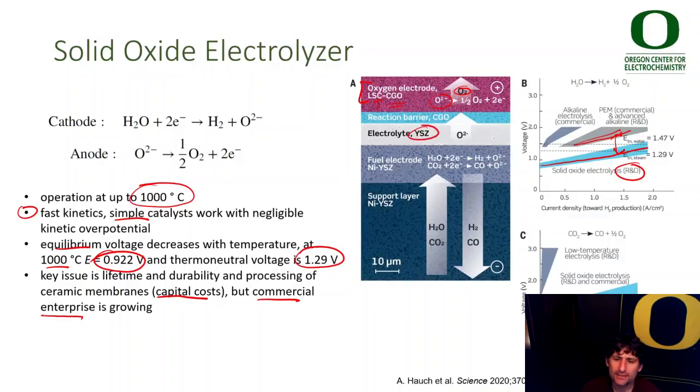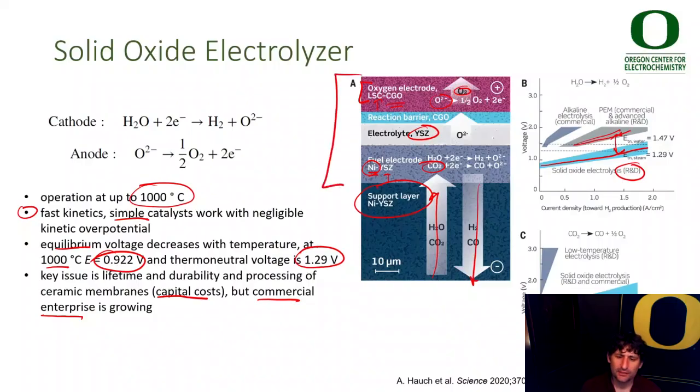You have your YSZ, yttrium stabilized zirconia electrolyte. You have your hydrogen producing electrode. It can also reduce CO2 if you want. It's nickel, again, supported on YSZ. And then here's a support layer where you transport your gases through.